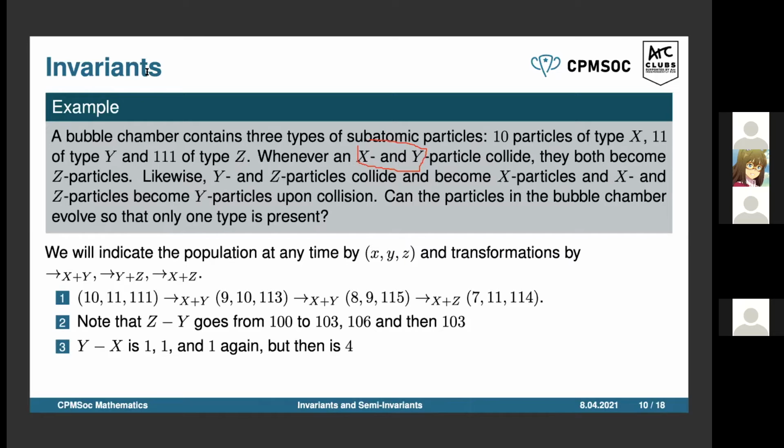Since we're shifting between x, y's, and z's, since we're transforming x and y into a z, for example, or a y and z into 2 x's, we could consider the differences between the number of x, y's, and z's. For example, we could examine the difference between z and y. Initially, z minus y is 100.